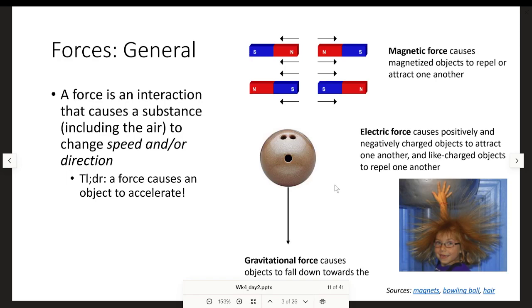Great. Okay, forces. So a force is an interaction that causes a substance, including the air, to change speed and or direction. Too long, didn't read. A force causes an object to accelerate. Great. Here are all these different types of forces. Yeah, you can read that if you want. Gravity's kind of important. It causes objects to fall down towards a bigger object.